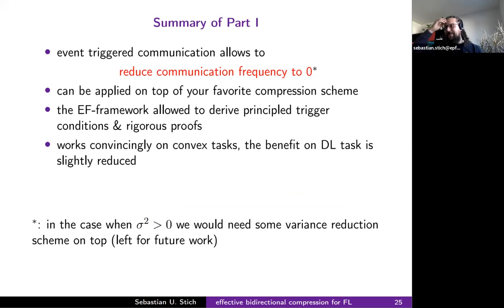So are there some questions on this part, or should I skip on to the third part of the talk? Yeah, not for the moment, but maybe later.